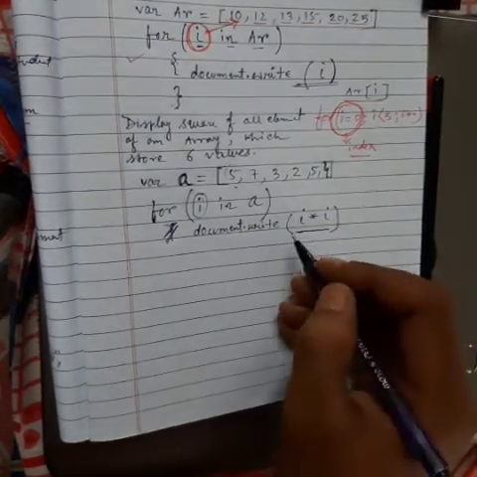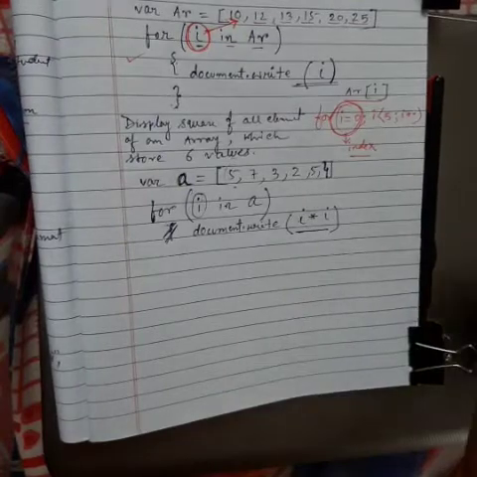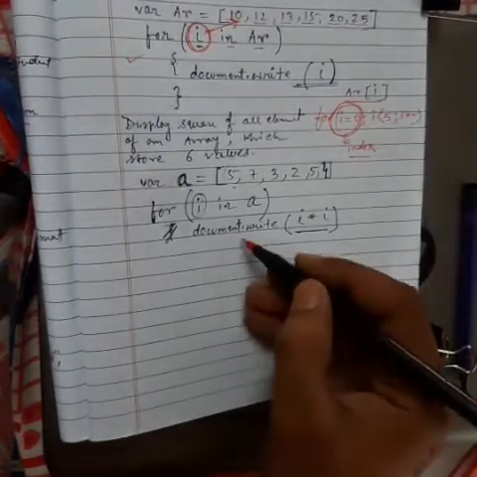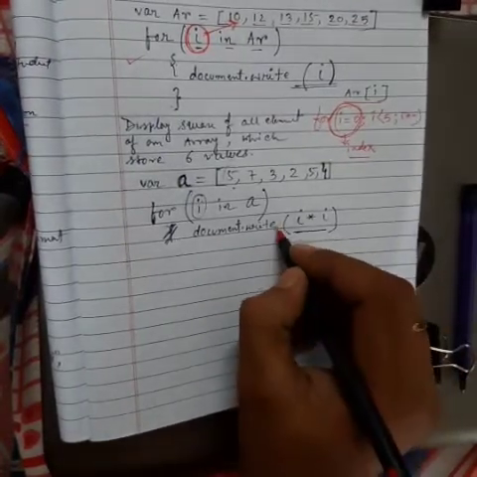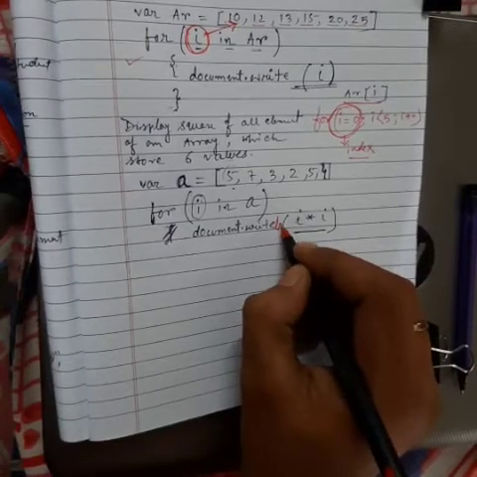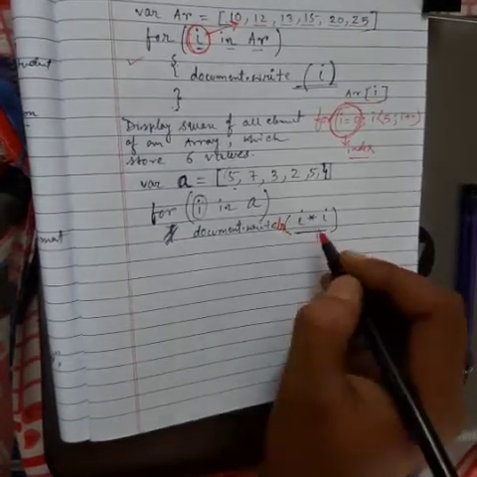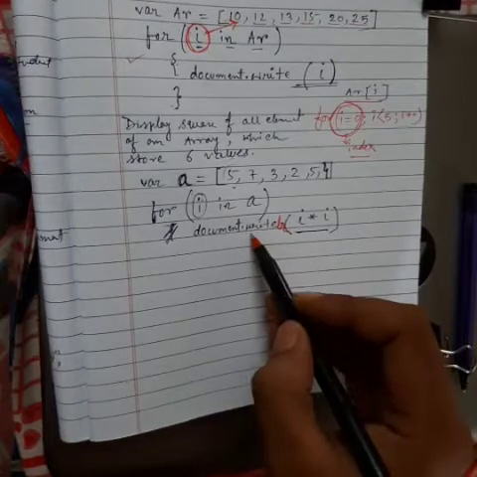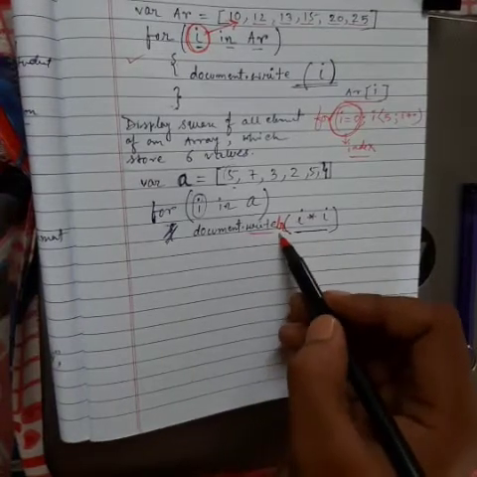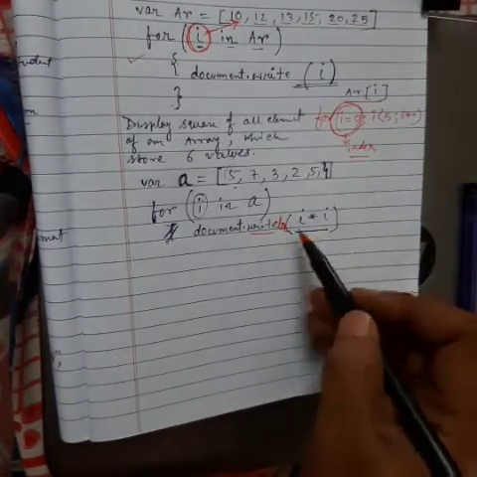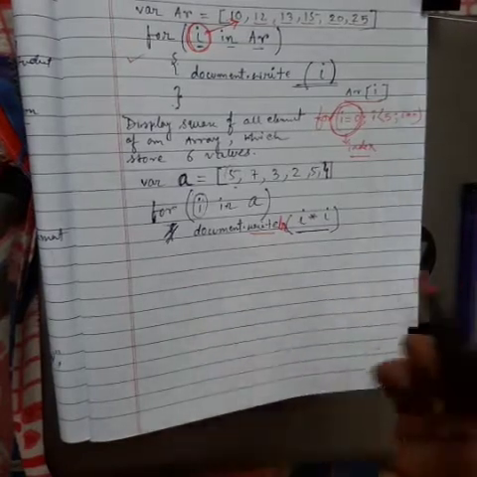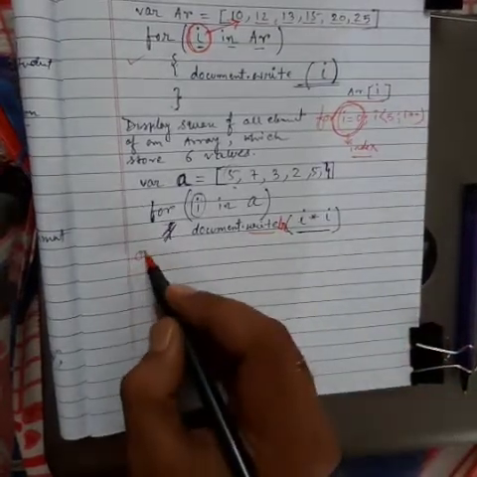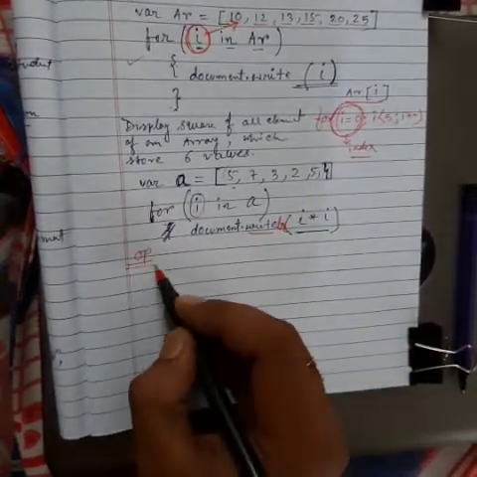And one point let me introduce here: in place of document.write we can obviously use document.writeln. Now what is the meaning of document.writeln? Write means it will display on the same line, but writeln, after printing anything, will change the cursor to the next line. So let's see how the output will come.